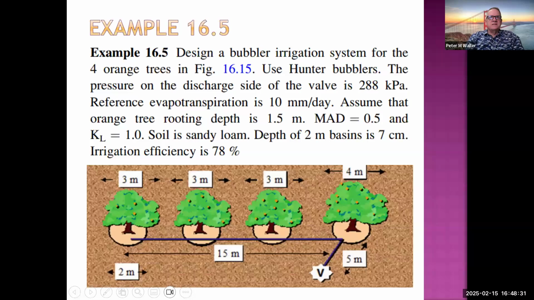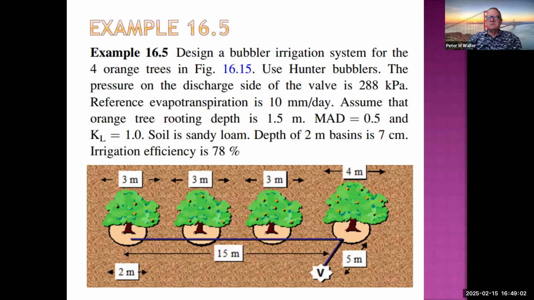Okay, let's look at example 16.5. In this case, we have 3 orange trees with 3 meters diameter and 1 orange tree with 4 meters diameter. Root depth is 1.6 meters, MAD is 0.5, landscape coefficient is 1.0. And in this case, we're going to use adjustable bubblers that can be adjusted for the diameter of each tree. So we can adjust the flow rate corresponding with the canopy diameter of each tree.